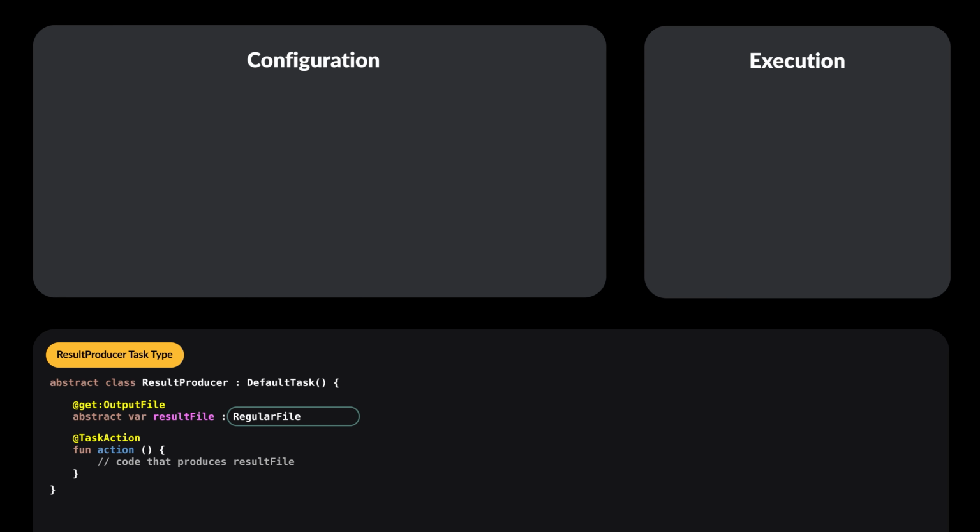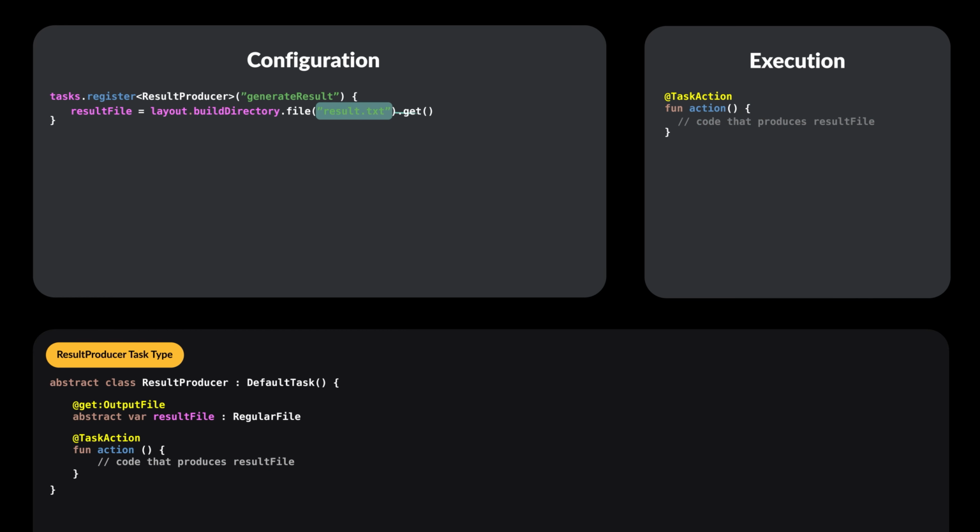According to the documentation, it is recommended to use regular file property. For now, let's just use regular file. Let's say there's a generate result task of this type. For the configuration, the result file location is set to result.txt in the build directory. In the execution phase, the action will be run, which will create the result file and put a string result in it as the content.